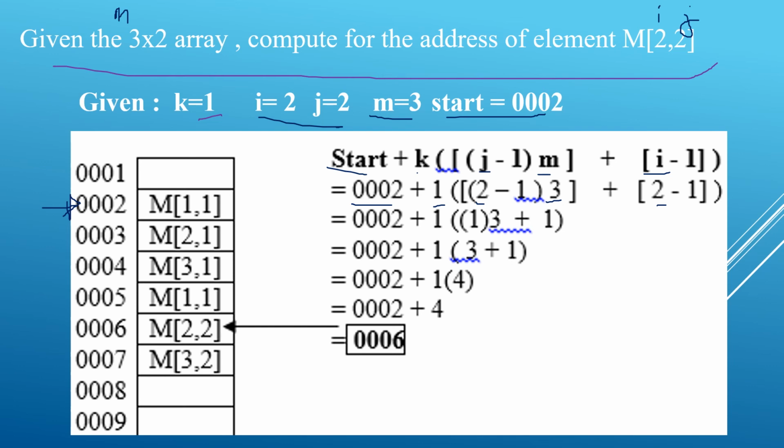And then, following the formula, evaluating the expression, let us first solve what is inside the parentheses. So, 2 minus 1 is 1. Okay? 2 minus 1 is 1 also. Okay? Before we multiply it with 3, so 1 times 3 is 3 plus 1. Okay? Where did we get the 1? From the 2 minus 1. So, 3 plus 1 is 4. Then we multiply by 1, so 4. And then, we add it with 0002, and that will result to 0006. Okay? So, we computed the address of the element at row 2, column 2. Okay? So, it is stored at address 0006. Okay. Next.